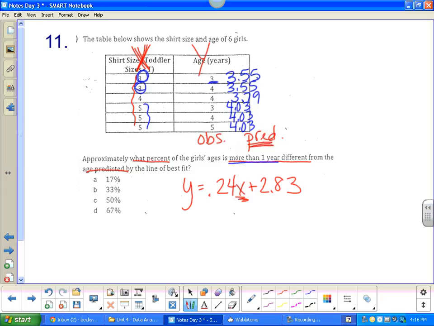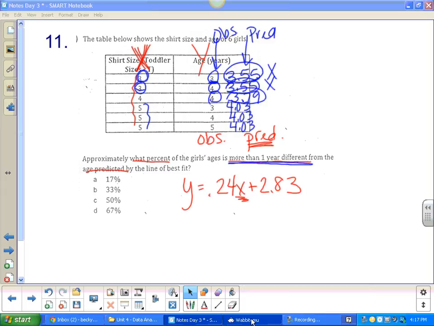So now I want to find what is more than a year difference. So what I'm looking at now is I'm comparing these to these. These are my observed, and these are my predicted. So I want to know which ones are more than a year difference. So what is the difference between a 3 and a 3.55? And it's only 0.55, so it's not more than a year difference. Okay, a 4 and a 3.55 is not more than a year difference. A 4 and a 3.79 is more than a year difference.